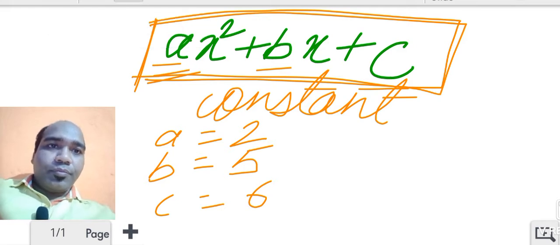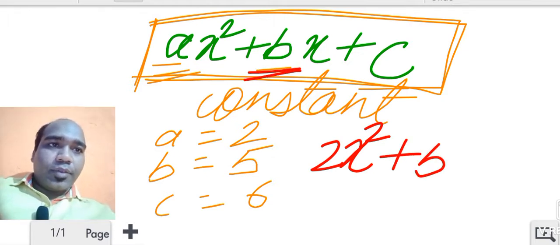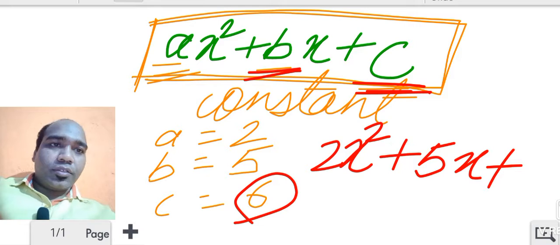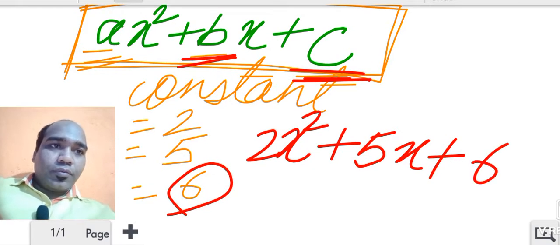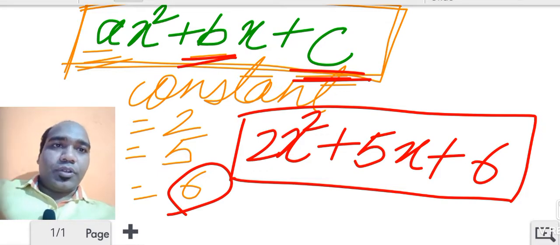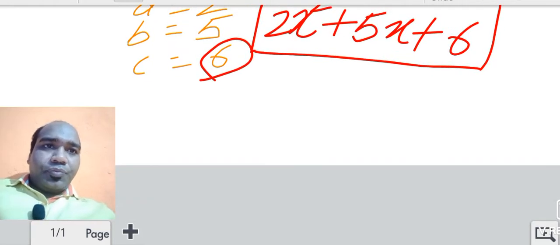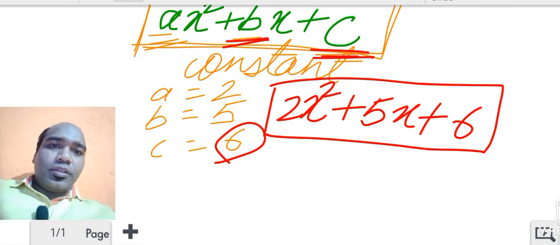So it will become 2x square plus, in place of b, what is there? 5x plus c, in place of c, what will we put? 6. So this is our polynomial. Got it? So any polynomial we can take.